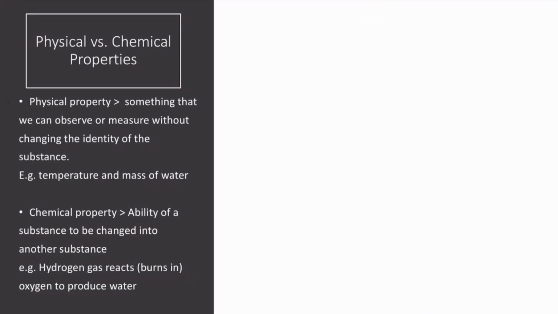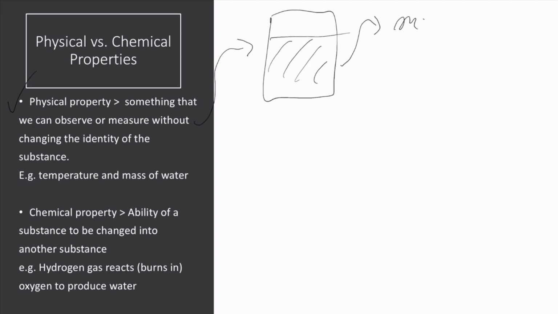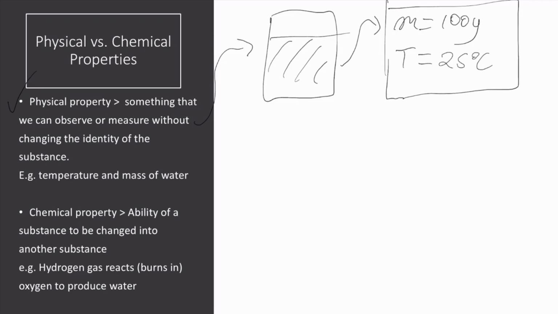There are two different properties that we can differentiate in chemistry. The first one is physical properties, which is something that we can observe or measure without changing the identity of a substance. As an example, I can have a cup of water, and some things that I can say about this water is that it has a mass of 100 grams and is at a temperature of 25 degrees Celsius or room temperature. So these are descriptive things that I can say about the water without changing its nature.